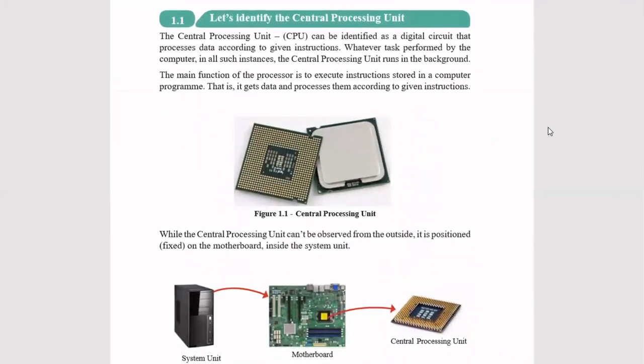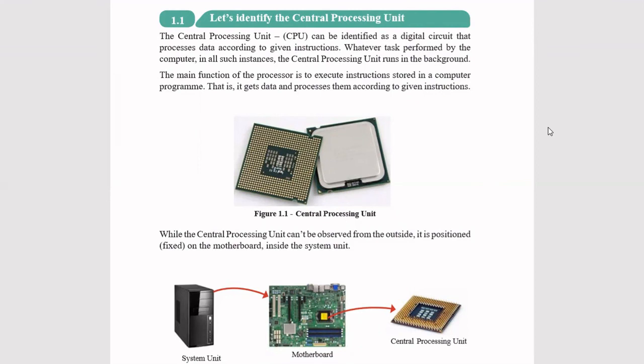CPU, or central processing unit, these terms are very important, right? Now if you hear the word CPU, you should know what it is. It can be identified as a digital circuit which processes data according to given instructions. What do you mean by these given instructions? Computer cannot think and do something, right? Always the user should give some instructions. Based on these instructions only, the data is processed.